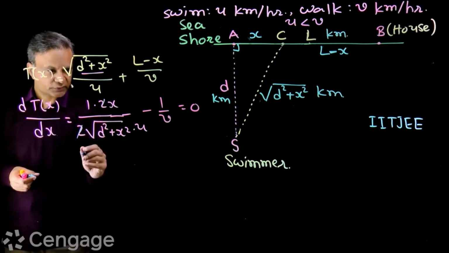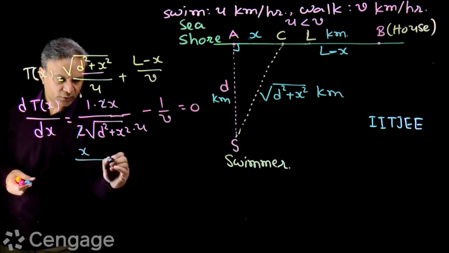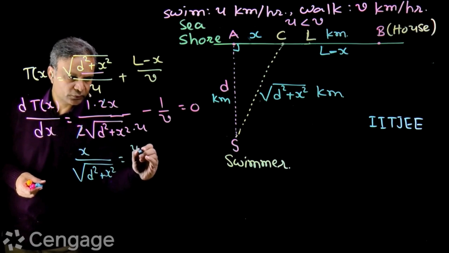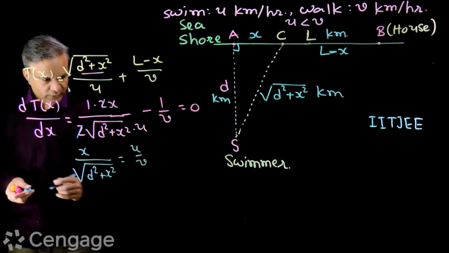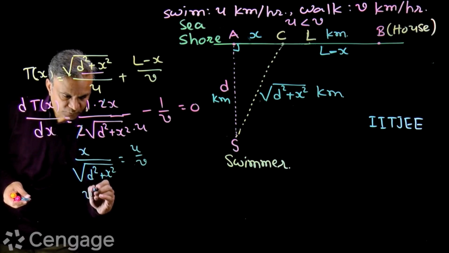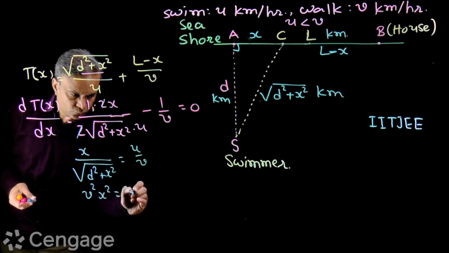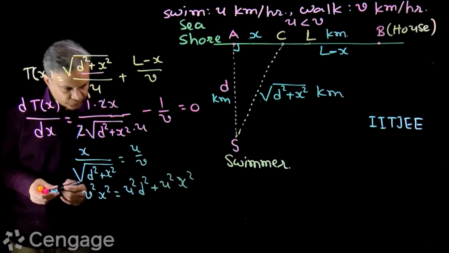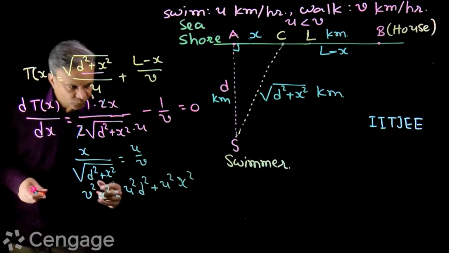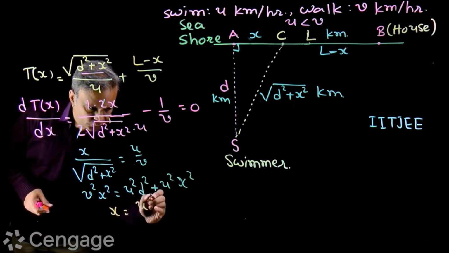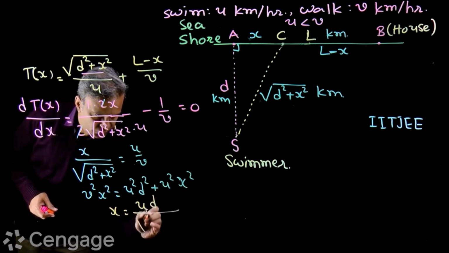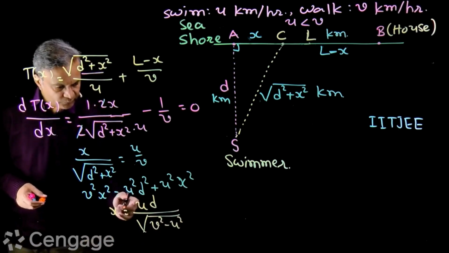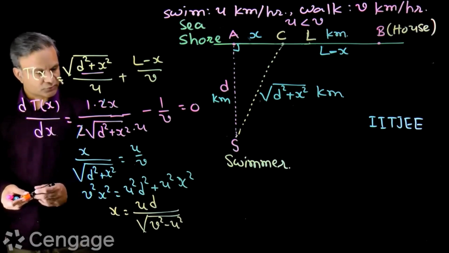Here 2 gets cancel out, okay. We get x over root d square plus x square is equal to u upon v, okay. From this we get v square x square is equal to u square d square plus u square x square, okay. And from this we get x is equal to ud upon square root of v square minus u square. I am considering positive value because x will be positive, okay.